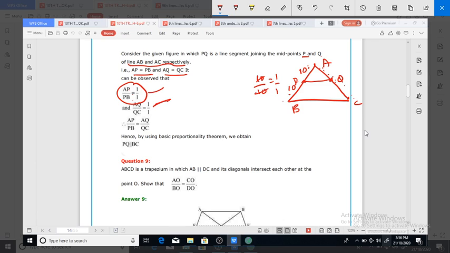So from this and this, observing these two, we can say AP by PB is equal to AQ by QC. So if AP by PB and AQ by QC are equal, by the basic proportionality theorem, what do we say? Actually by using the converse of the basic proportionality theorem, PQ is parallel to BC.